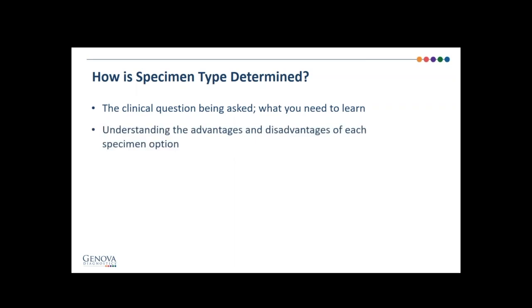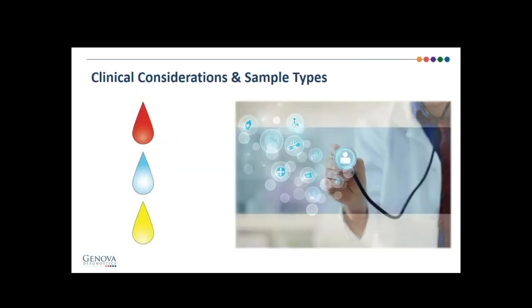Understand the advantages and disadvantages of each specimen option. And we'll go through these. And again, there's a lot of discussion out there in the field amongst many people who study this all the time in terms of the advantages and disadvantages of the various specimen types. And what therapeutic modalities are being used? How do you intend to treat the patient? So, what are the clinical considerations and sample types? We're going to look at blood, saliva, and urine, and just get a feeling for when I lean to one over another.